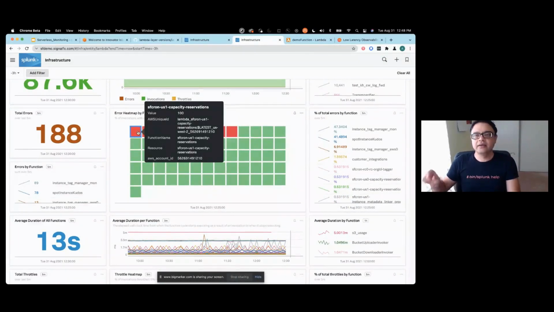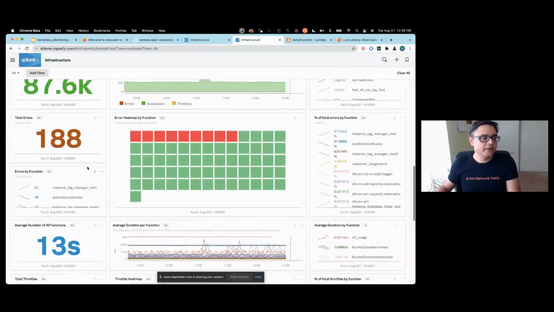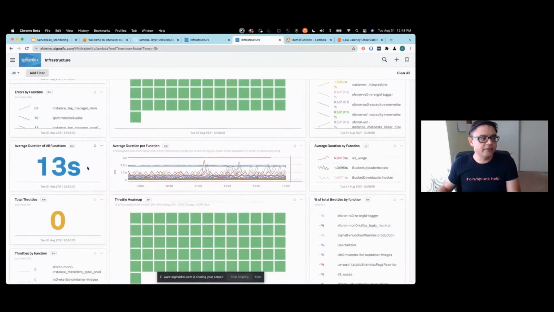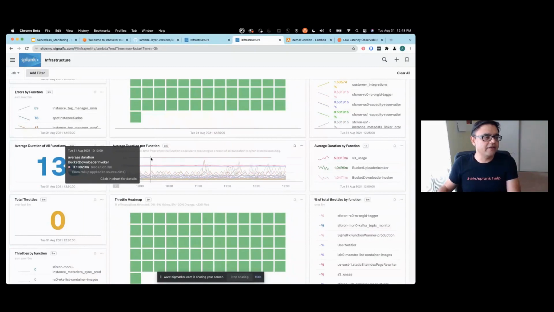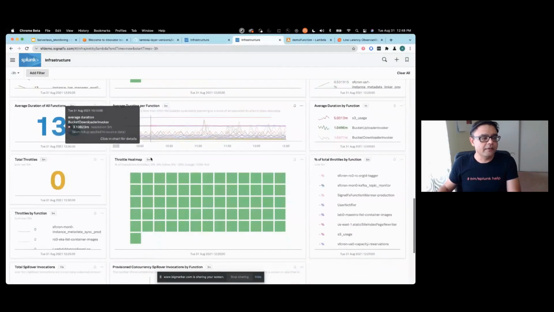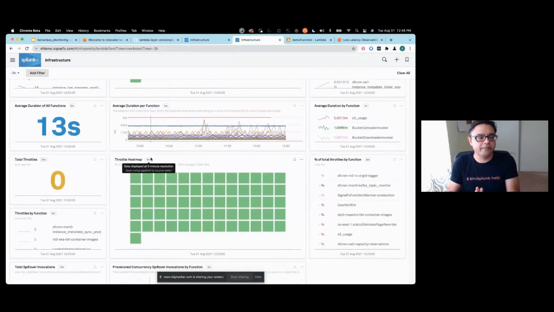So total errors that happened across all these functions, 188, and then you have a heat map that you can then dig deeper into that particular serverless function. You have average duration of all functions, and then you can get into this particular function, which has an average duration of 3.13 minutes. It may be designed for higher duration because it might be doing a lot of work.